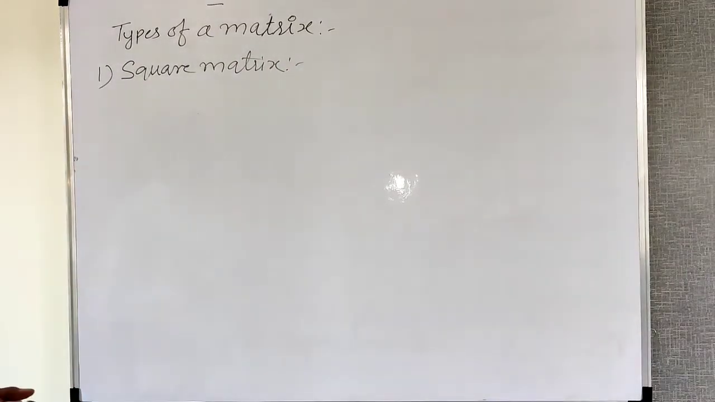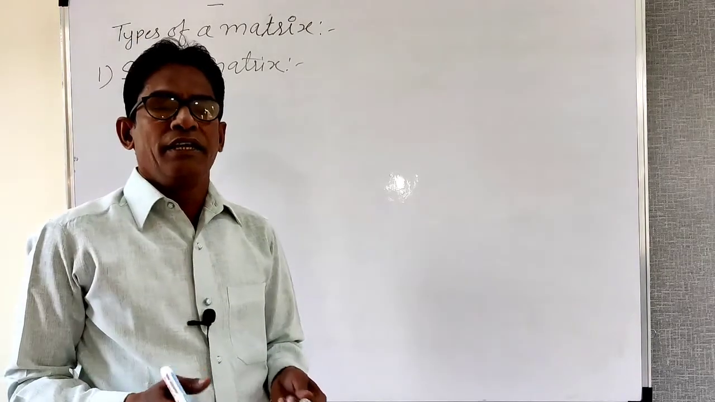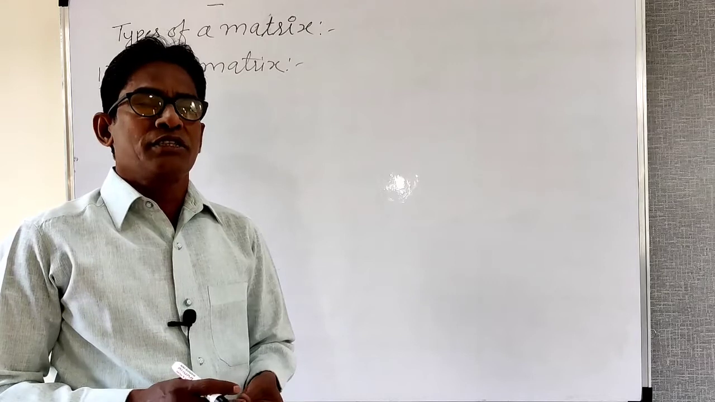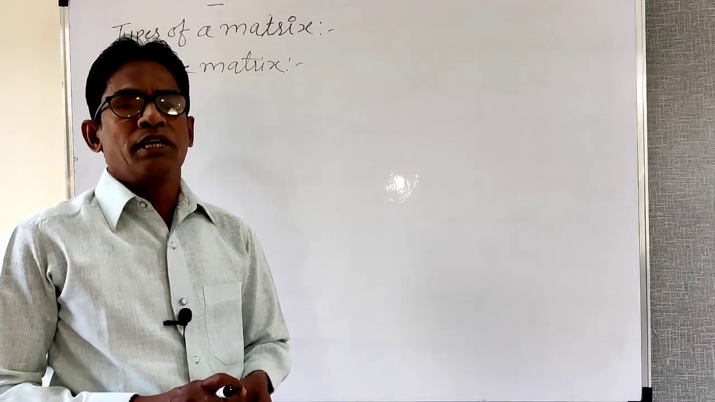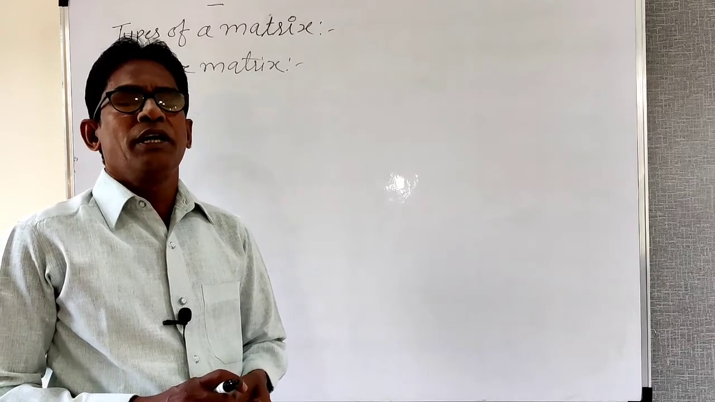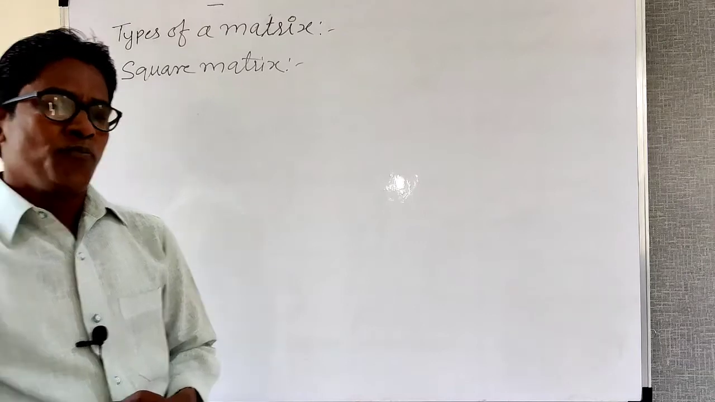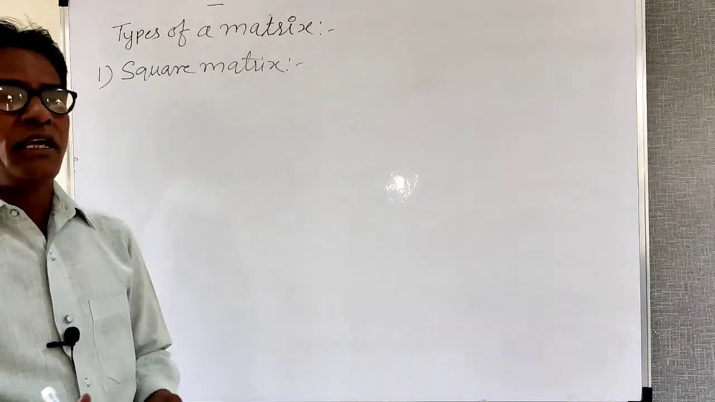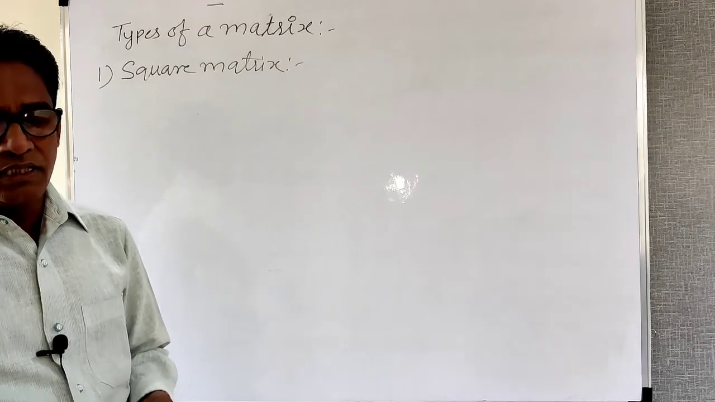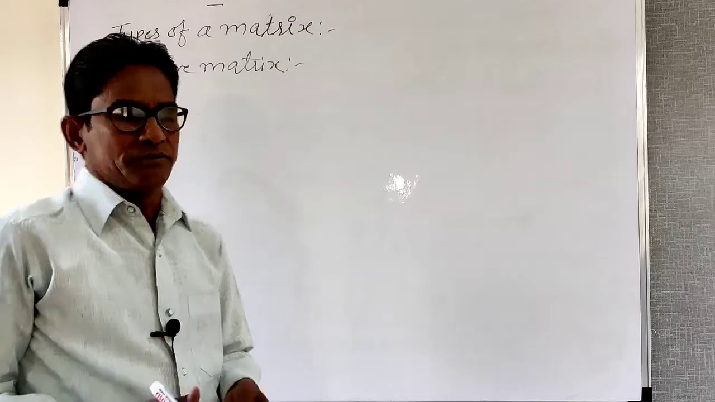Square matrix. So what is meant by square matrix? A matrix in which number of rows and number of columns are equal. Suppose if there are two rows and there should be two columns, then only we can say that the given matrix is a square matrix.